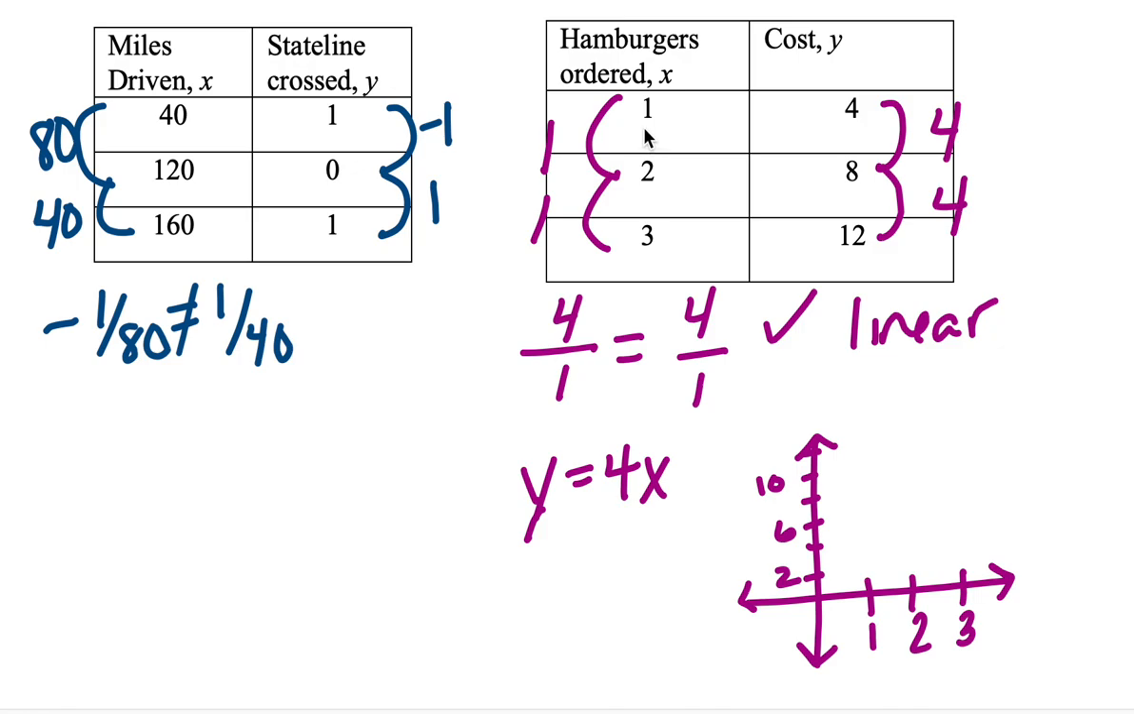So my x variable is 1, my y is 4. So 1, 4. 2, 8, and then 3, 12. And if you notice, we do have this nice linear relationship happening for this table that I could sketch in here.